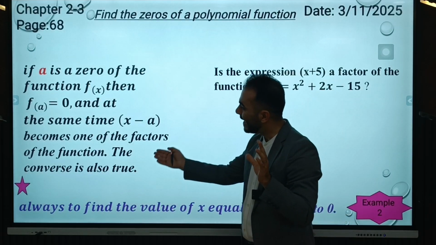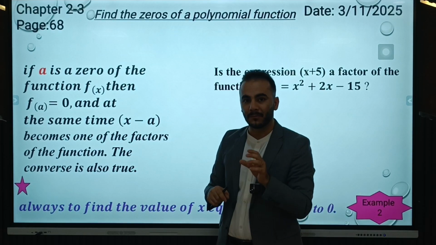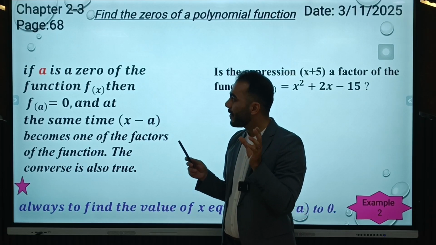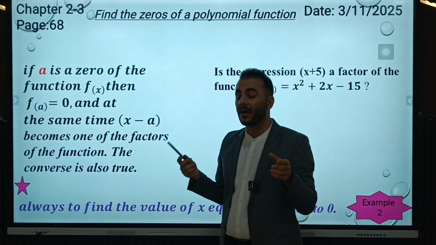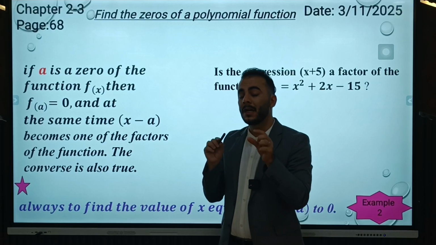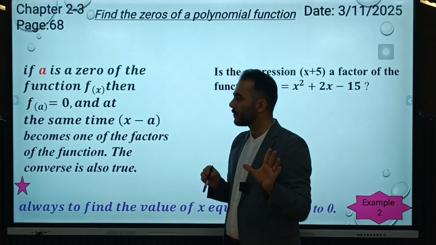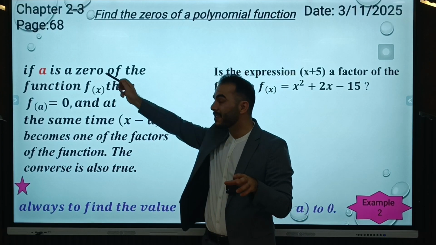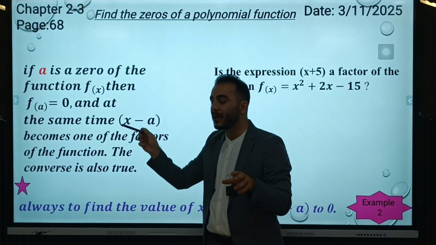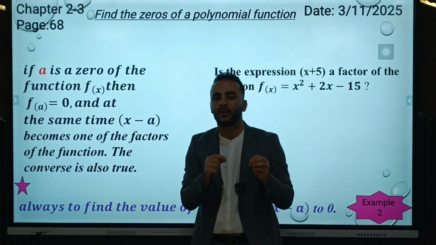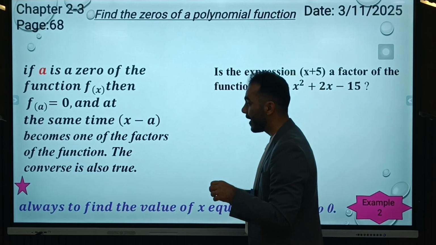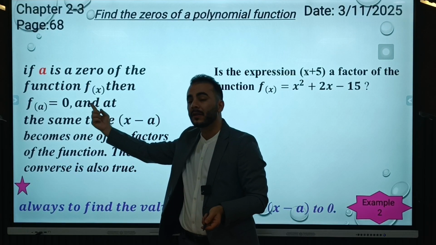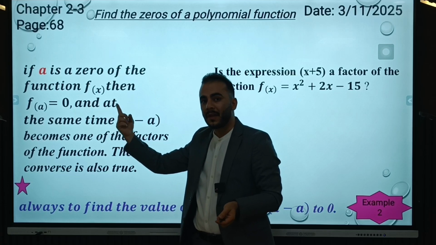It says if a is a zero of the function f of x, then f of a, which means evaluating that number in the function, the result must be 0. That is the meaning of a zero of a function. And at the same time, x minus a would become a factor of that polynomial function. And the converse is also true, which means that if x minus a is a factor of the given polynomial, in that case, x equals a would be a zero of that polynomial function.